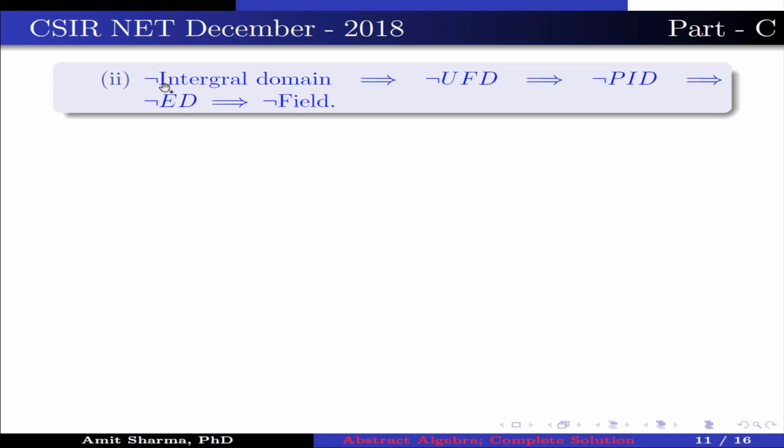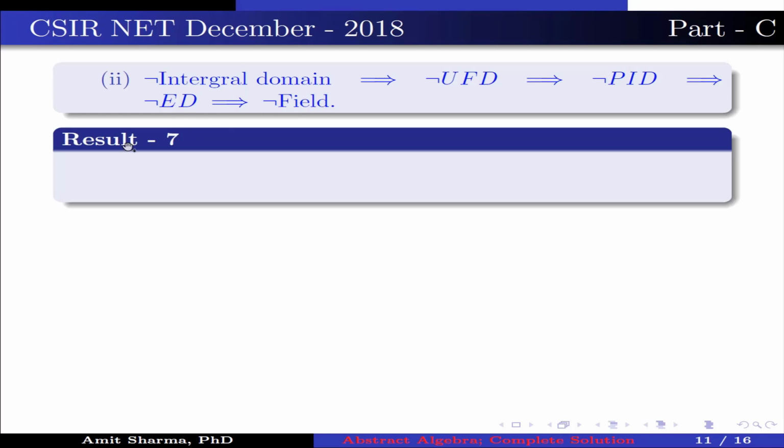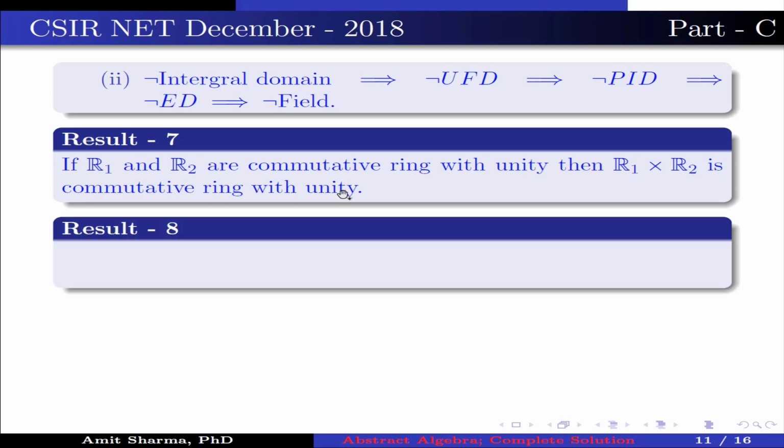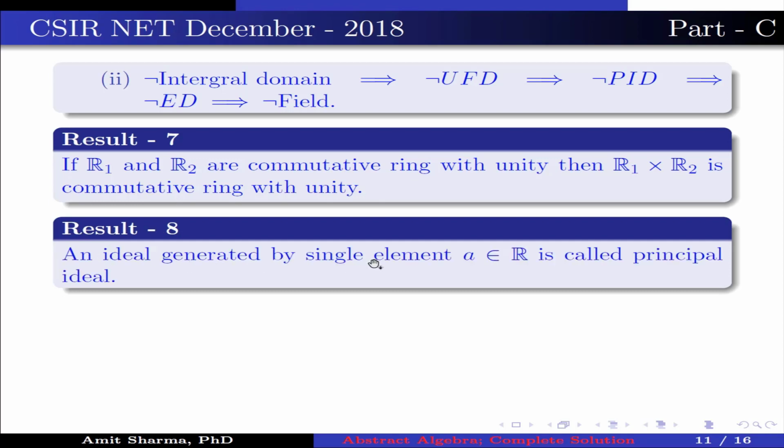Number 2. If F is not an integral domain, this implies it is not a UFD. This further implies it is not a PID. This further implies it is not an ED. This further implies it is not a field. Result number 7. If R1 and R2 are commutative rings with unity, then R1 × R2 is a commutative ring with unity. Result number 8. An ideal generated by a single element a belongs to R is called a principal ideal.